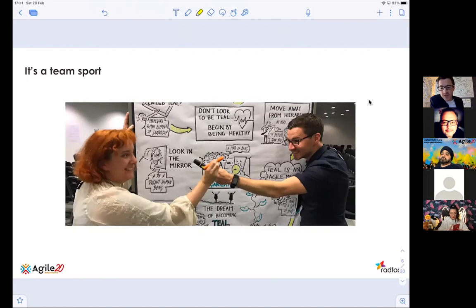I'm going to ask you, now that you're all warmed up, to draw a picture that represents the word agile. Away you go. Draw a picture that represents the word agile.